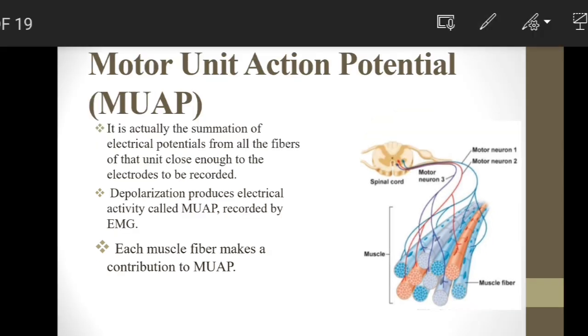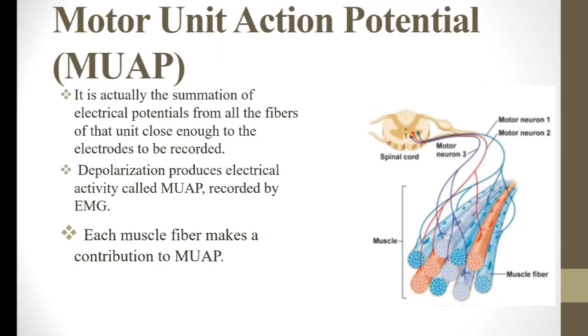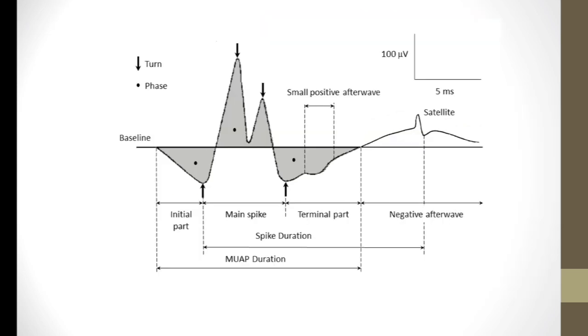Next, we have the motor unit action potential. It is the summation of electrical potential from all the fibers of that unit close enough to the electrodes to be recorded. Depolarization produces electrical activity called motor unit action potential, which is recorded by EMG, and each muscle fiber makes a contribution to the motor unit action potential. So we can see the motor unit action potential in this figure.